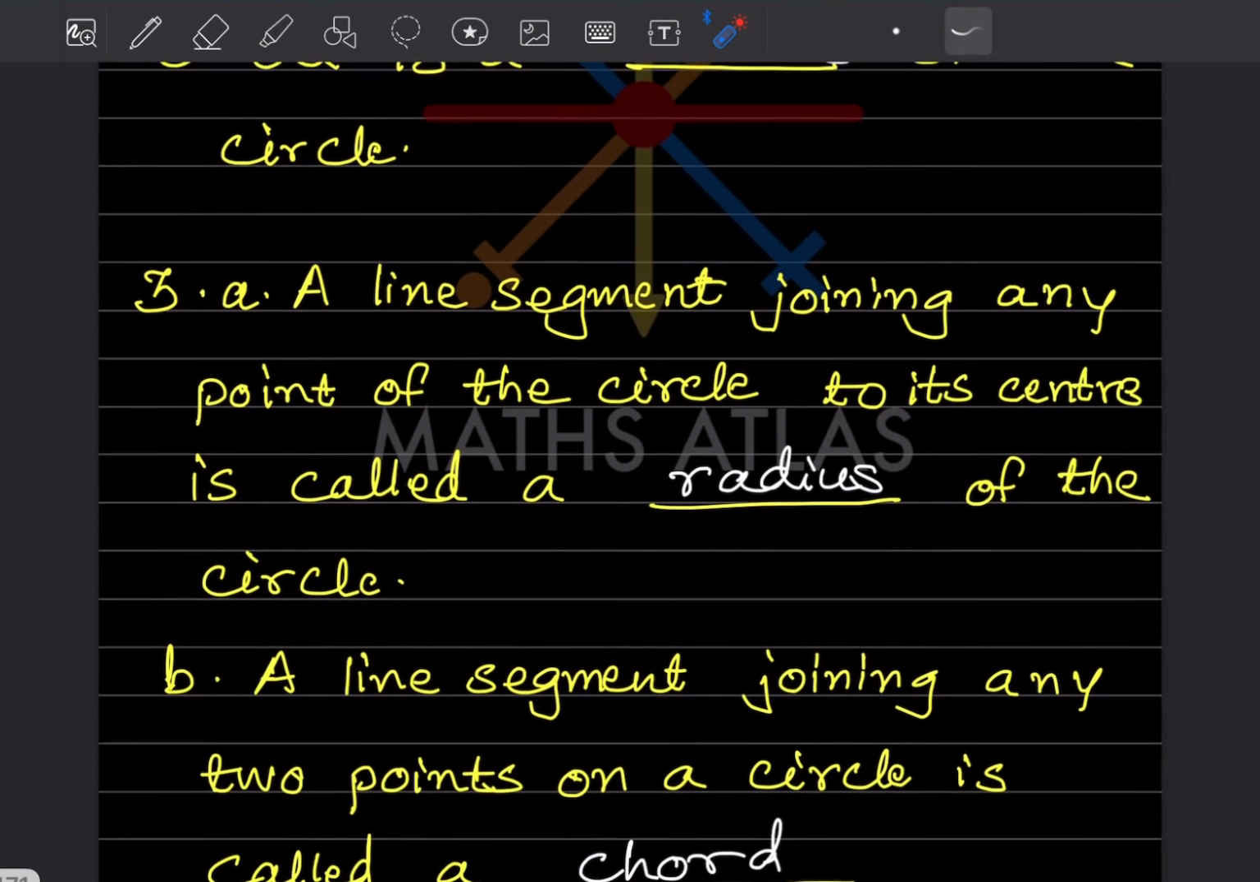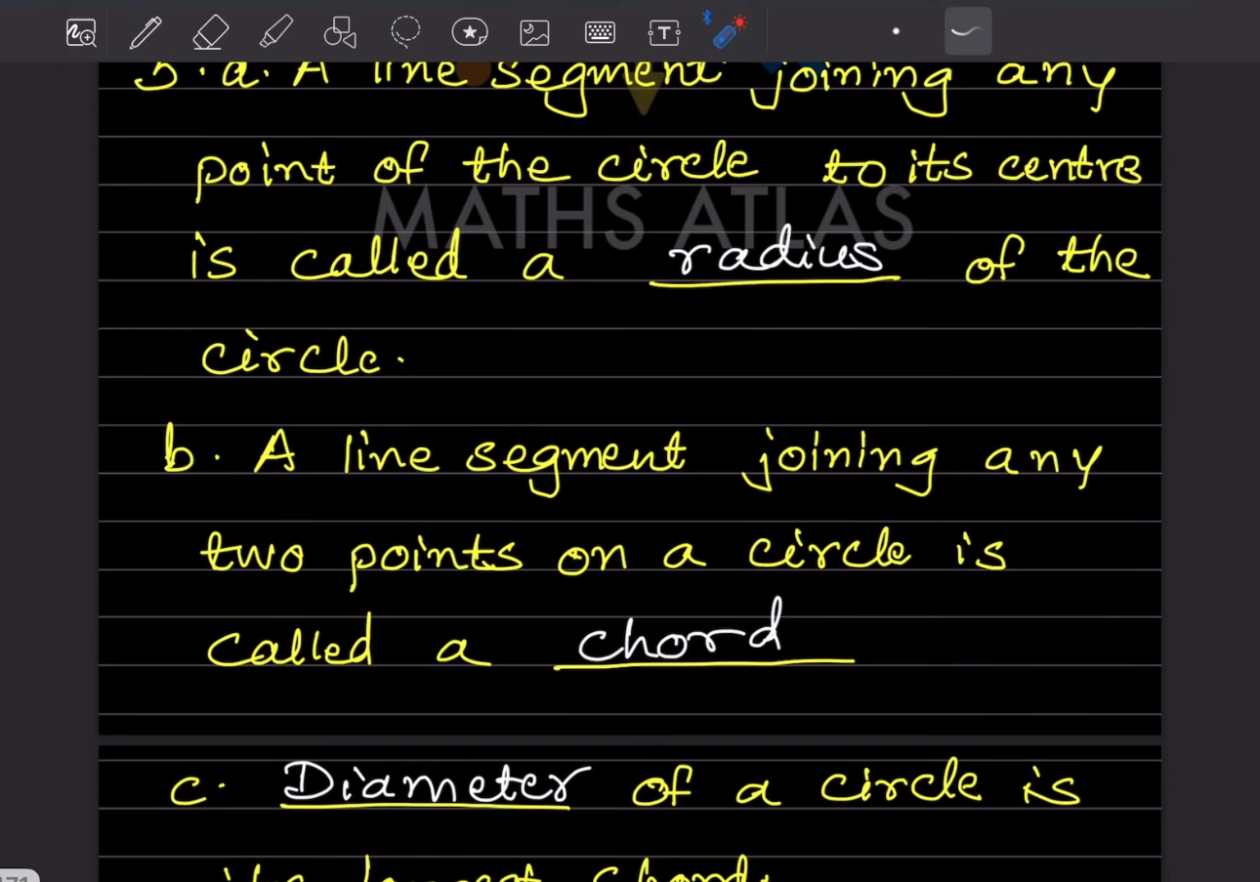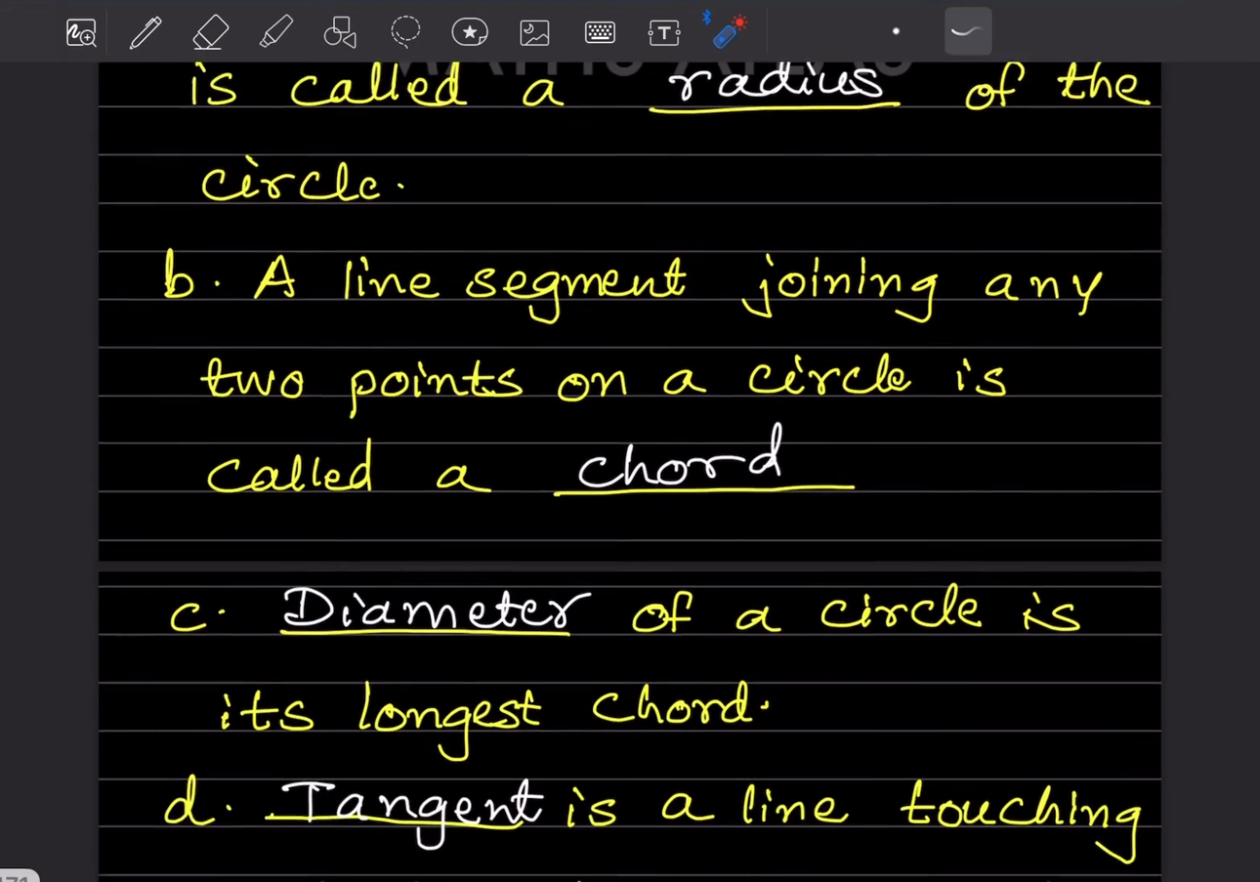A line segment joining any point of the circle to its center is called a, now this is the circle, this is the center, a line segment joining any point of the circle. So it can be this way, or this way, or this way. So that is called the radius of the circle. A line segment joining any 2 points of a circle. Suppose we take this and this point. This is the center of it. So this is called a chord.